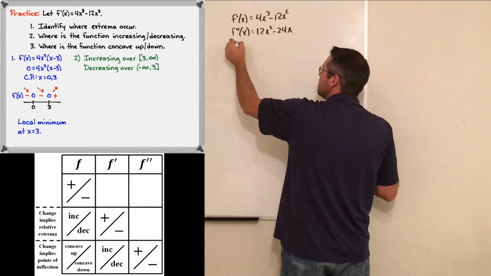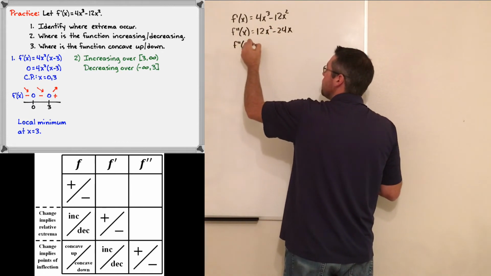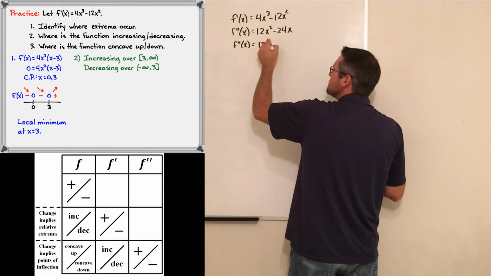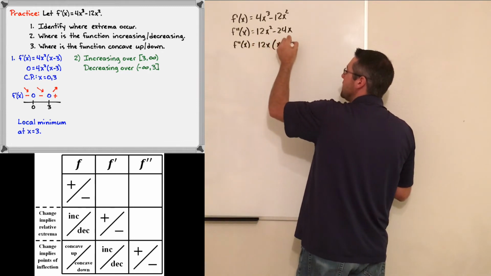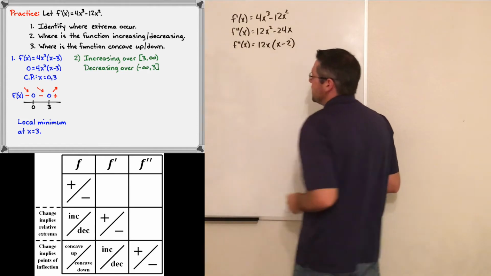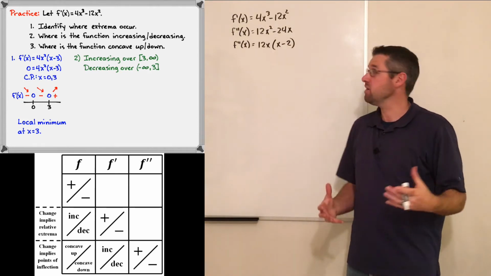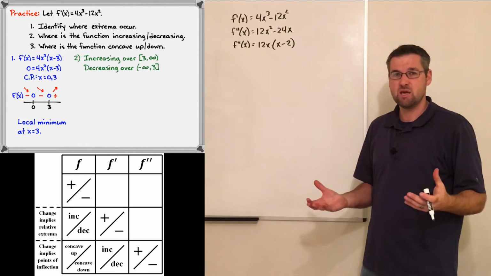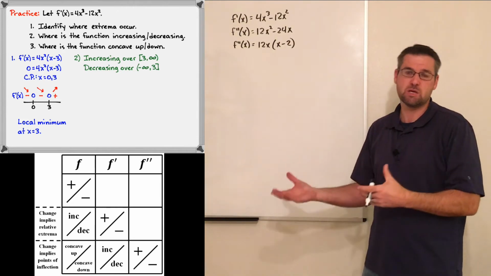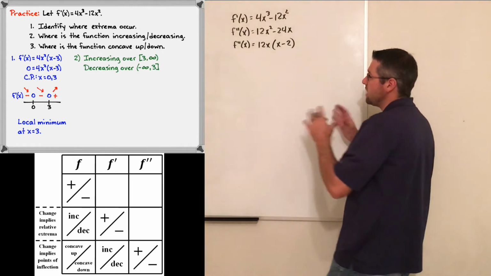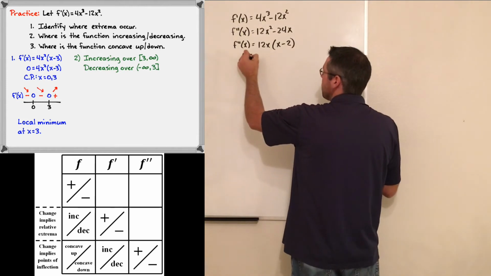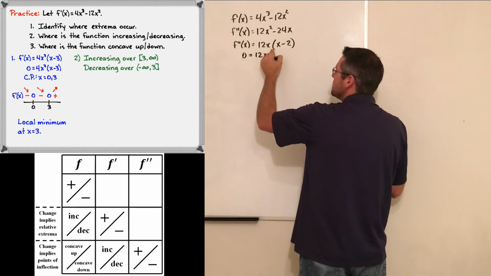We're going to go ahead and factor this. So we're going to factor out a 12x. We're left with an x and a minus 2. Now, there's our second derivative. In order to know when the second derivative is positive or negative, we're going to do the same things that we did when we were asking where the function is increasing or decreasing. We're going to set our second derivative this time equal to 0 instead of our first derivative, and we're going to go ahead and solve this.